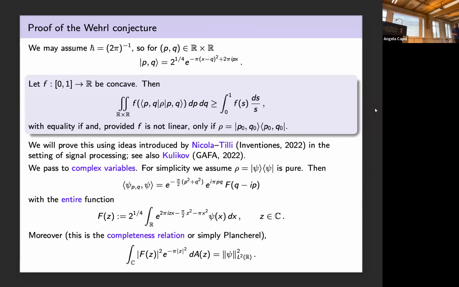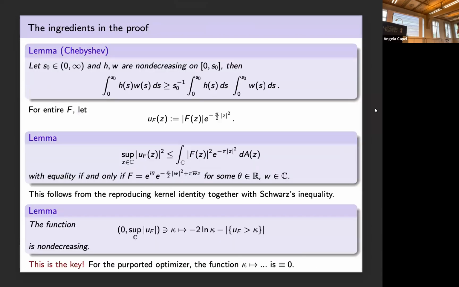So, and now I want to phrase this as something about complex analysis. I want to think of this as this entire function F, that's my variable. In order to prove this, I will use 3 ingredients. Let me go through those 3 ingredients first. 2 of them are essentially obvious, and the third one is the one where you have to do the work.